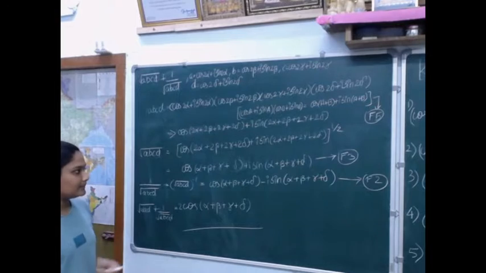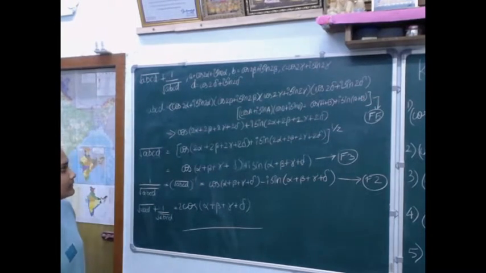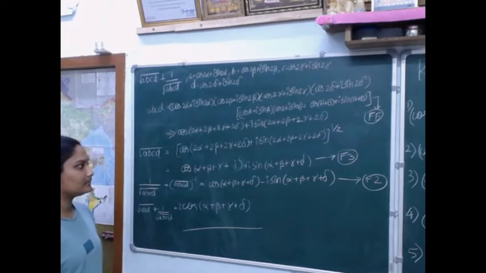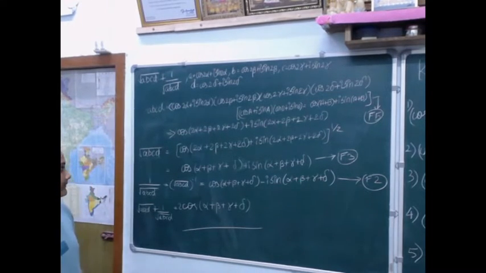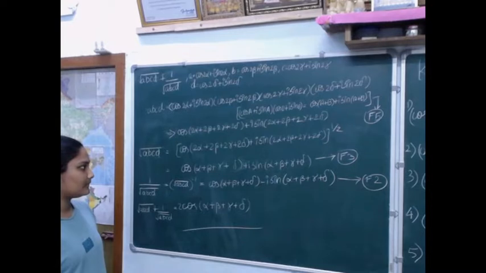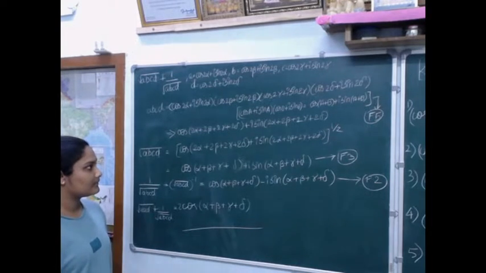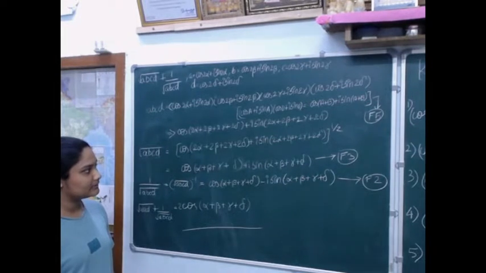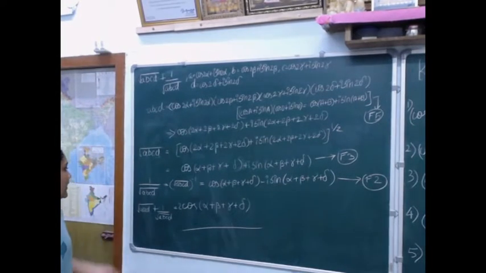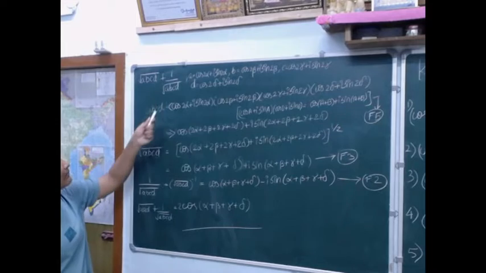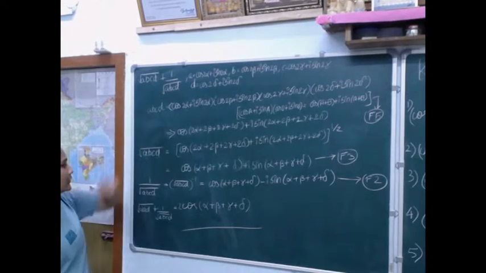That is why the 2 is removed. 2 into 1 by 2 alpha, is it not? Yes, sir. Similarly, 2 into beta by 2, 2 into gamma by 2, so the 2 cancels, 2 into delta by 2. Okay? Right. Yes, sir.